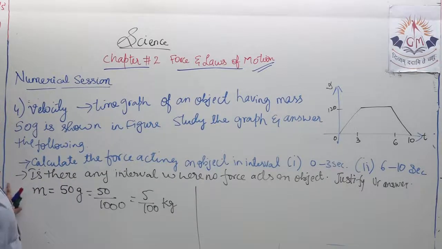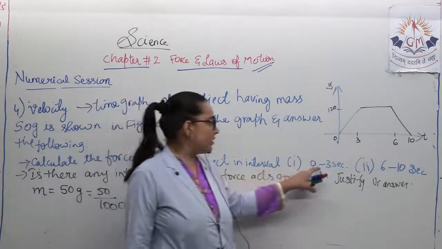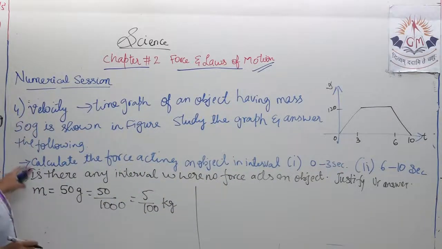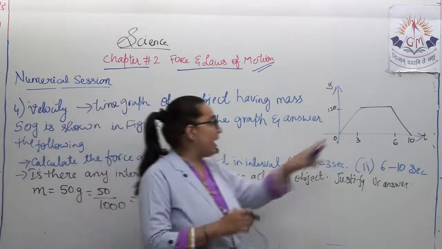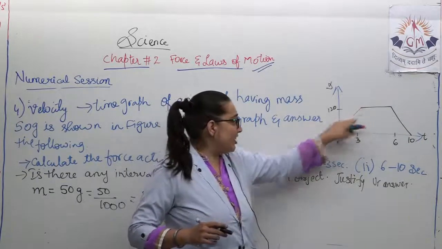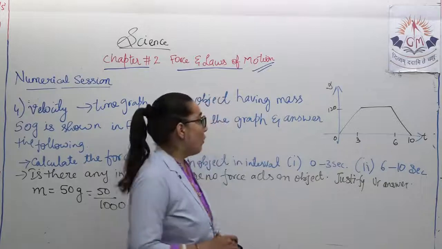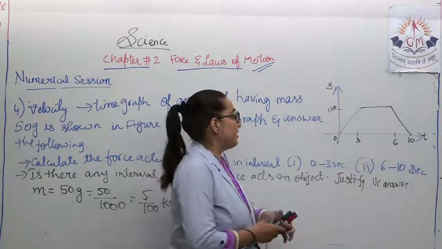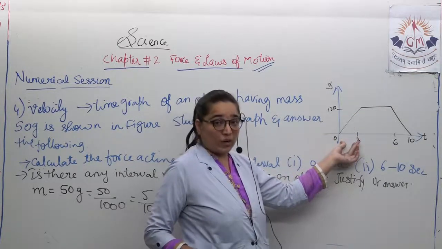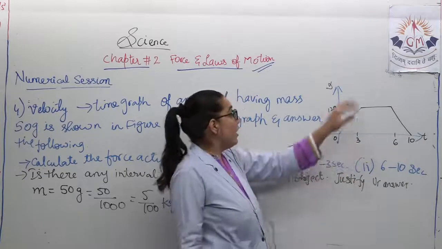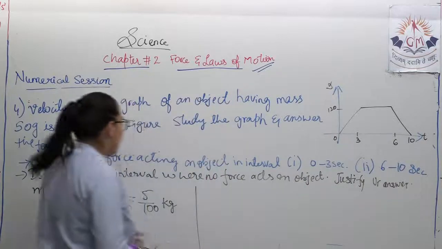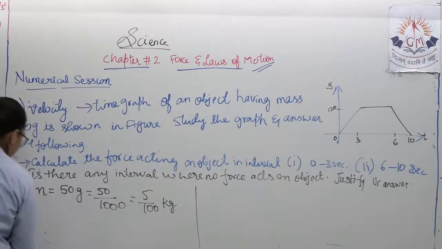Next, calculate the force acting on the object in the interval 0 to 3 seconds. Every time, remember that for finding force, try to recall what we had done. Acceleration is final minus the initial velocity upon time taken. Over here, this is the rising graph. What is the initial velocity? 0. Final is 120. What is the time taken? 3. Final minus initial, 120 minus 0 upon 3.